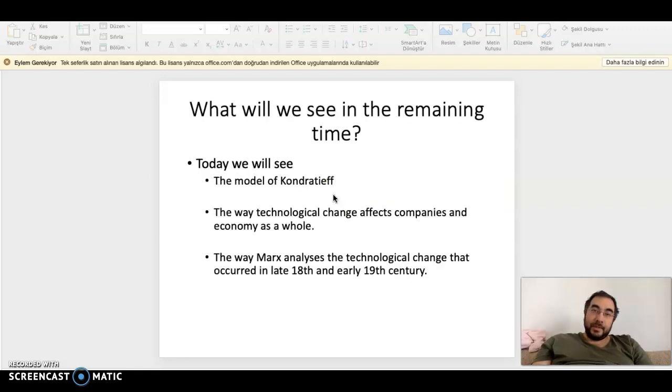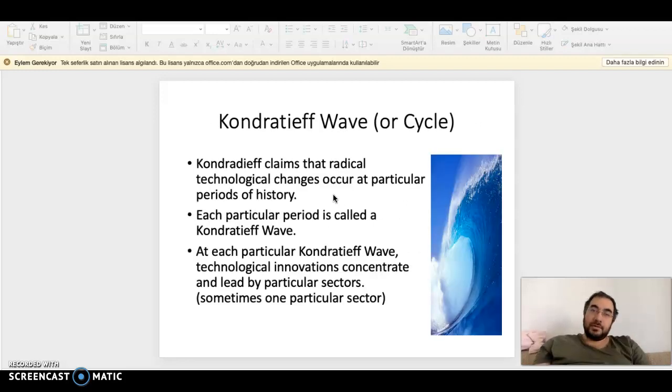Well, in Kondratiev's model, Kondratiev is basically describing a cycle, a pattern in the capitalist economic system that continues again and again and again. But sometimes it's also called a wave, as if it is coming to a shore and bringing something continuously.